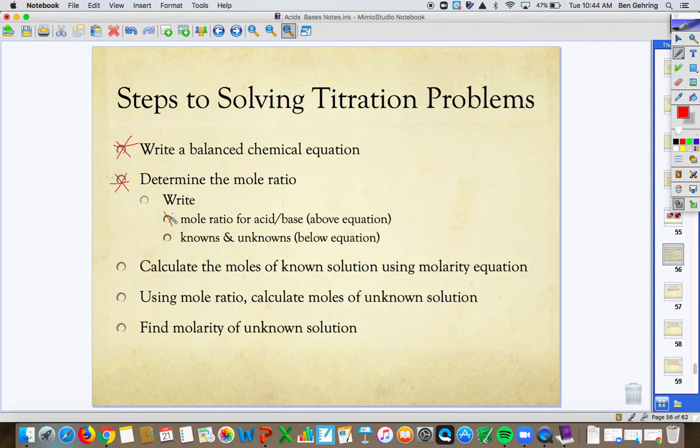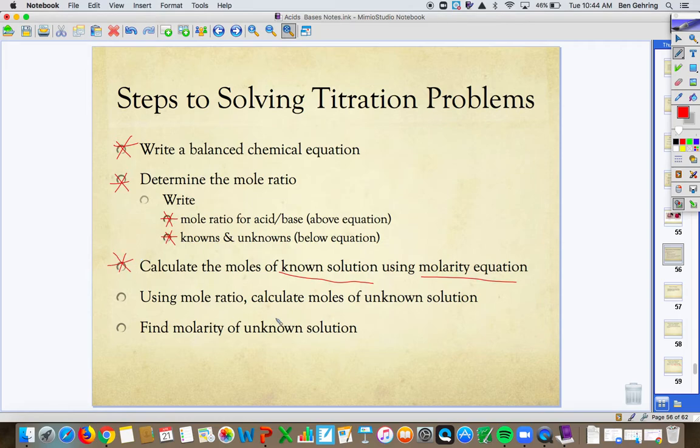Ideally, you write the mole ratio above the equation. I'm really poor at this. I don't do that very often. But writing your knowns and unknowns beneath it, I think, is vital. I think that's extremely important, and I'll show you how I do that here in a minute. To do this, then you're going to calculate your moles of known solution using your molarity equation. So M equals N over V. We're going to do that next.